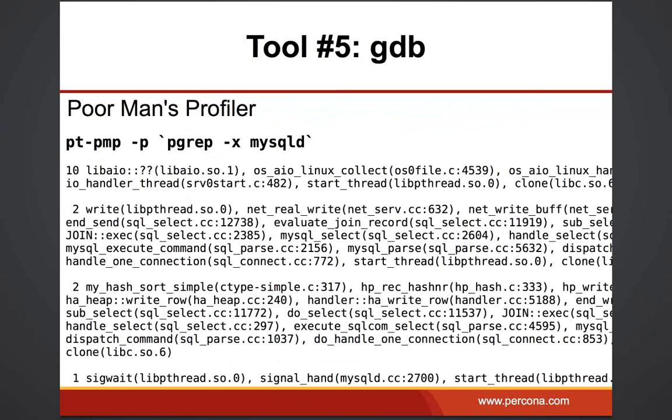So if we read this slide from the bottom, I can tell you there was a single thread that was running start_thread, signal_hand, sigwait. And there were 2 threads that were running do_handle_one_connection, dispatch_command, execute SQL COM_SELECT, and so on. And then there were 10 threads that were doing start_thread, io_handler_thread, os_aio_linux_handle, os_aio_linux_collect, etc. So I can tell how many threads were in a given state.